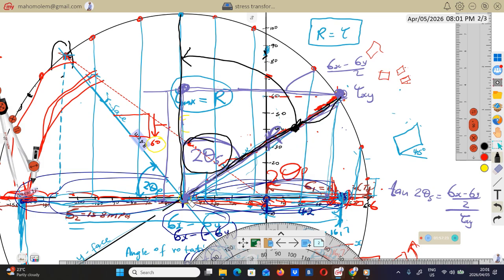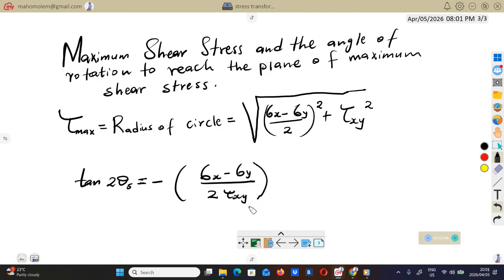So the plane of maximum shear stress is this. For this to reach the plane of maximum shear stress, you must rotate this thing by this angle. So to calculate the maximum shear stress, I've explained that formula. So you will substitute it there.